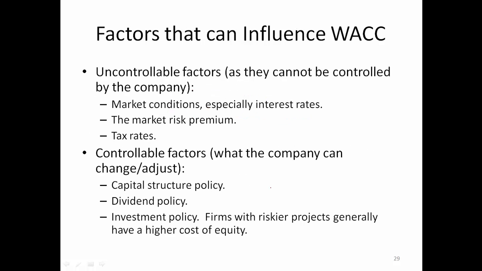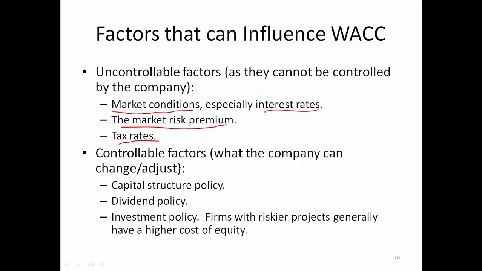Let's think about what could affect the WACC of a company. We say there are uncontrollable factors because they cannot be controlled or changed by the company itself. These would usually include the market conditions, for example, the interest rates. A company usually cannot affect or change the interest rate. The market risk premium, again, that's from the overall market, and it cannot be controlled or affected by the company. And then the tax rate, of course, a company cannot change the tax rate.